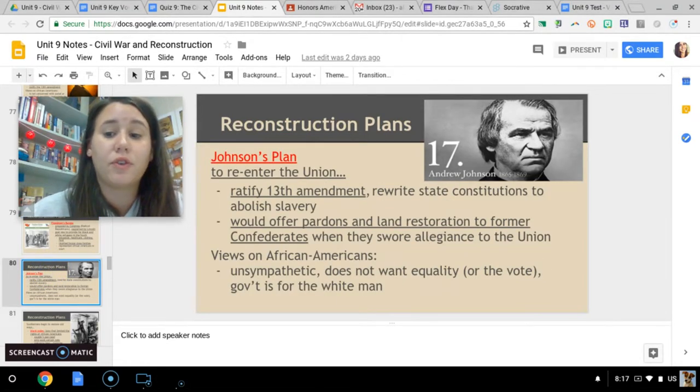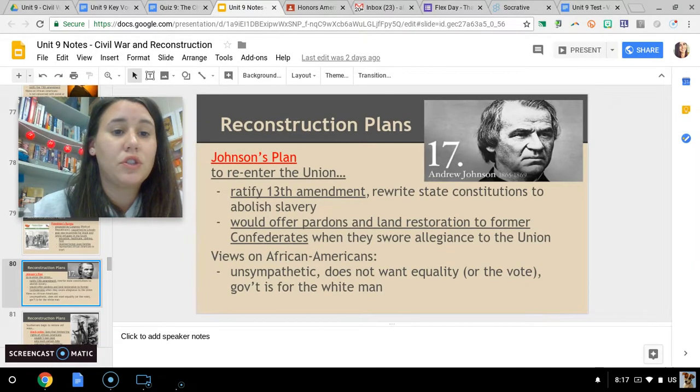So Johnson's plan for Reconstruction, for the South to re-enter the Union: states have to ratify the 13th Amendment, so they have to abolish slavery. They have to rewrite their state constitutions to specifically abolish slavery. But in order to appease the South, he would offer pardons and land restoration to former Confederates once they swore allegiance to the Union. So very similar to Abraham Lincoln's plan, very lenient.